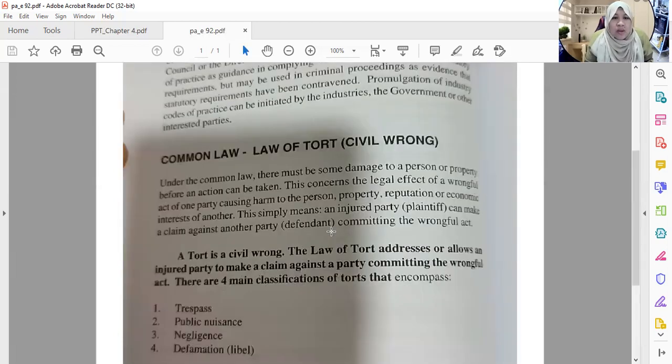Right, so the common law of tort, the civil wrong. Under the common law, there must be some damage to a person or property before an action can be taken. They say here this concerns the legal effect of the wrongful act of one party causing harm to the person, property, reputation or economic interest of another. This simply means an injured party, which is the plaintiff, can make a claim against another party, the defendant, committing the wrongful act.